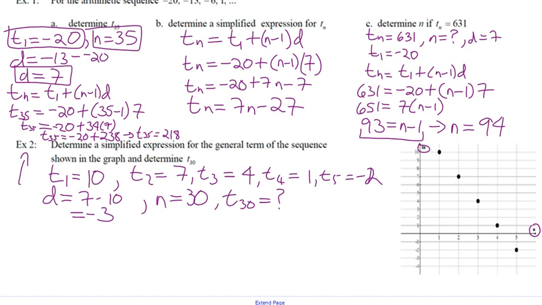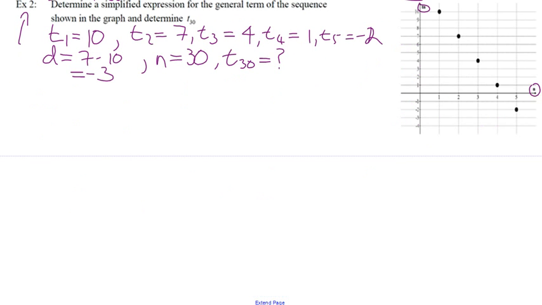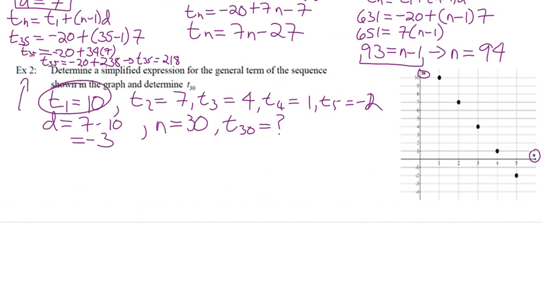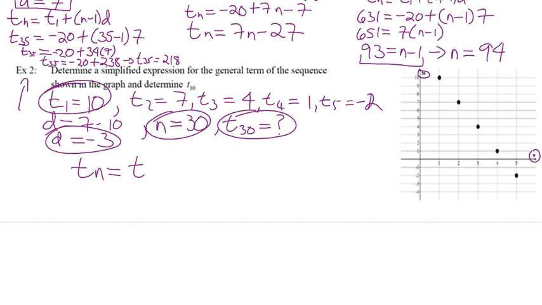Okay, so we know T1, right? What do we need for the formula? Let's just extend the page. We need T1, we need d, and T sub n. In this case, T sub n is going to be T30. So, formula: T sub n is T1 plus n minus 1 times d. T30, my unknown, is T1. What's T1?